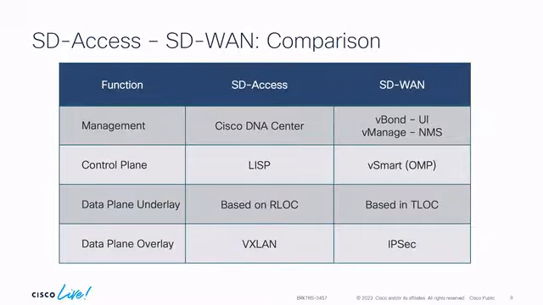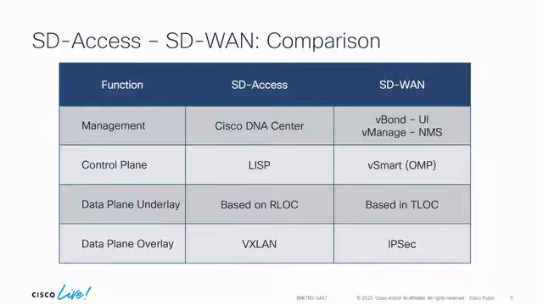So if you take a look and compare both solutions, there are very common points. We are talking about a software-defined solution, so we have software and network. We have slightly different protocols used from the control plane perspective, and a slightly different stack used for the data plane. But we do have this kind of overlay. So we have the software, and on the bottom, on the network layer, we have the underlay, being either based on RLOC, the routing locator, when it comes to SDA, or based on the TLOC when it comes to SD-WAN.